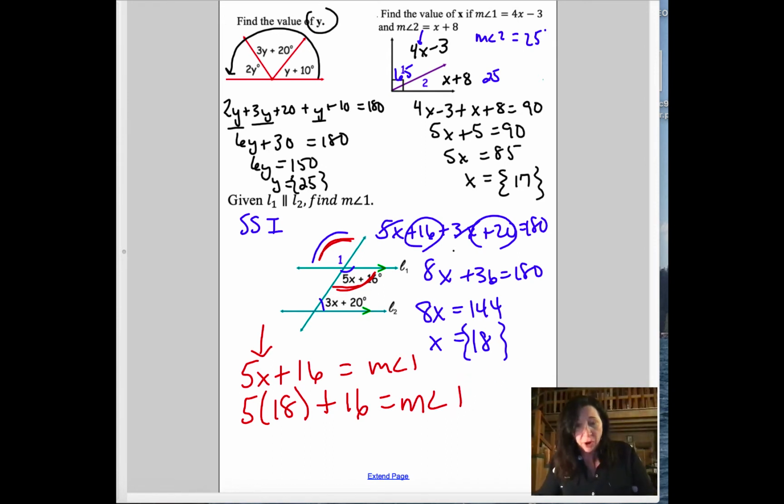So 5 times 18 is 90. And then 90 plus 16 is just 106. And 106 degrees, that's this value right here, is what the measure of angle 1 is. Done.